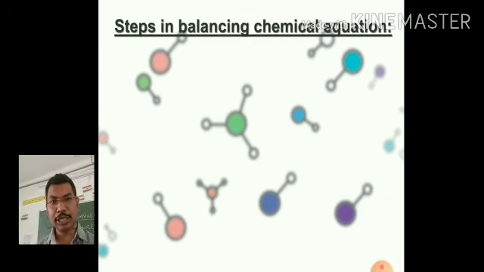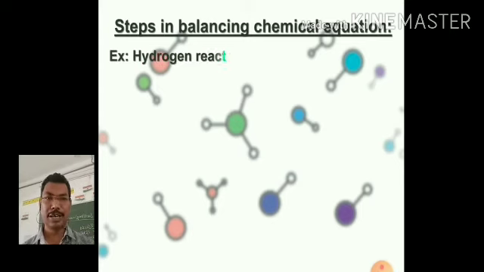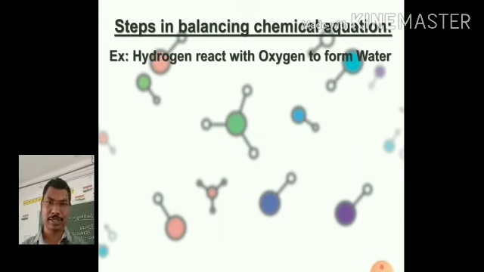Now let us look at the steps involved in balancing a chemical equation. Basically there are 4 steps we need to follow. Let us reveal them by taking an example. Our example is the formation of water: hydrogen reacts with oxygen and forms water. In this, the foremost step is to write the equation with correct chemical formulas.